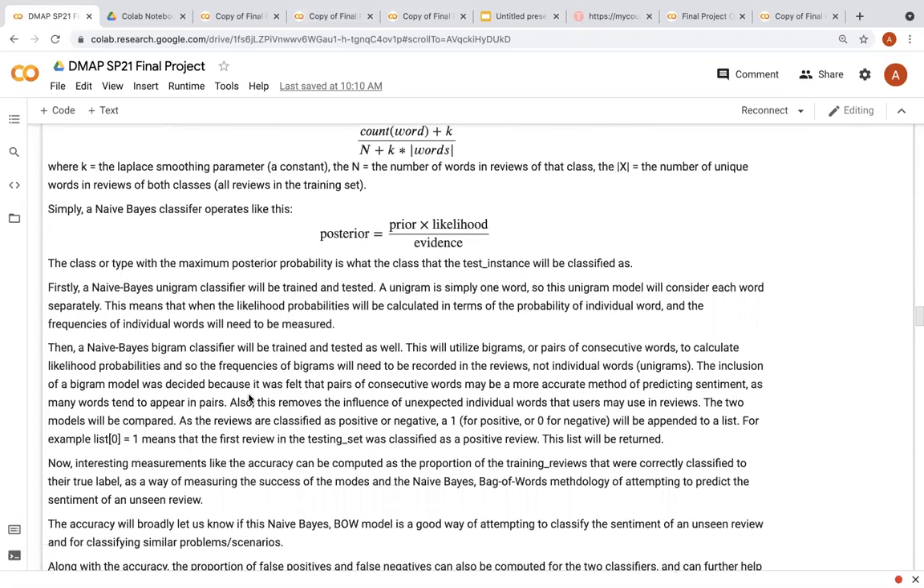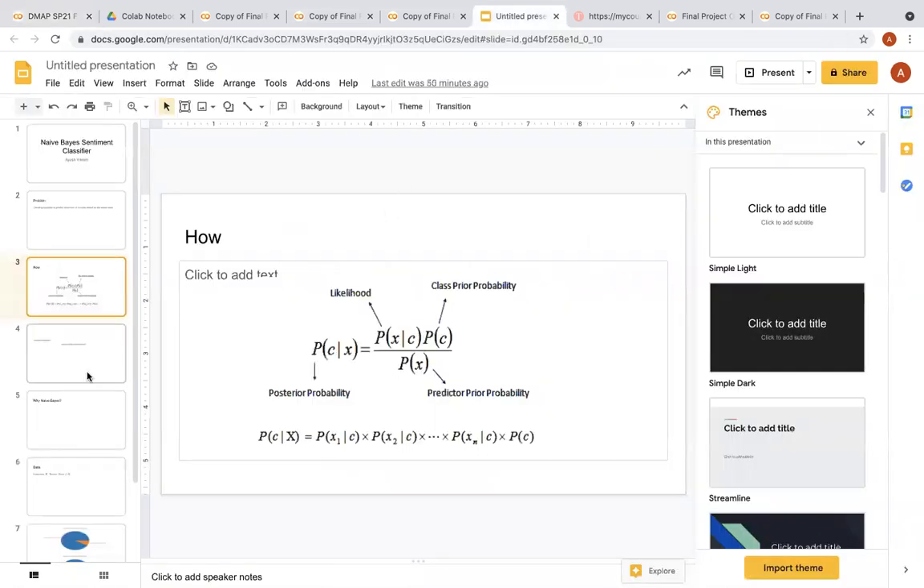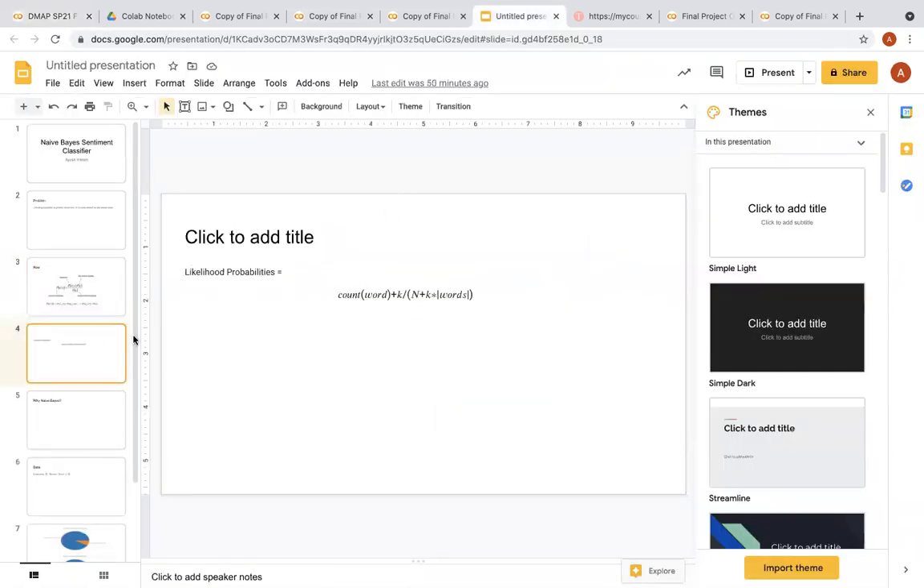So let's talk about, again, this is the definition of likelihood probabilities. Why naive Bayes? Naive Bayes is a simple way of training. It has a simple training, especially when we're dealing with labeled data.